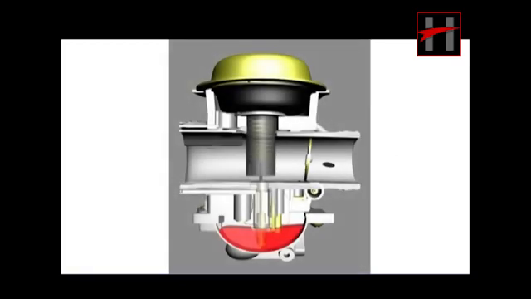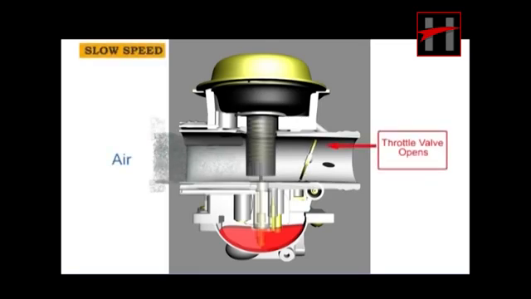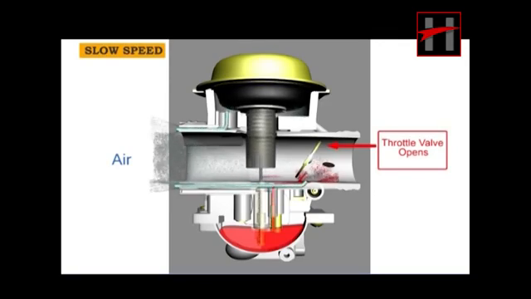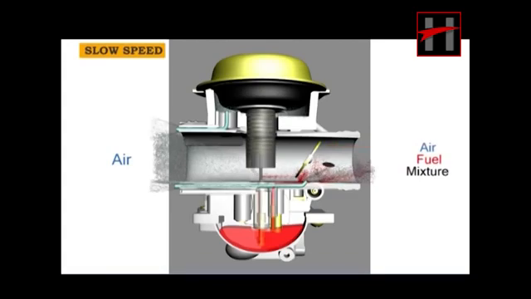Now you will see how the pilot circuit works during vehicle running at slow speed. As the throttle valve opens, the air-fuel mixture is fed into the engine mainly through the pilot outlet and the pilot bypass and is supplemented by the main circuit.